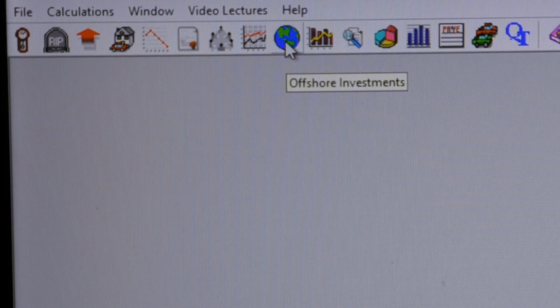This icon opens a calculator to compare offshore and local investment returns.